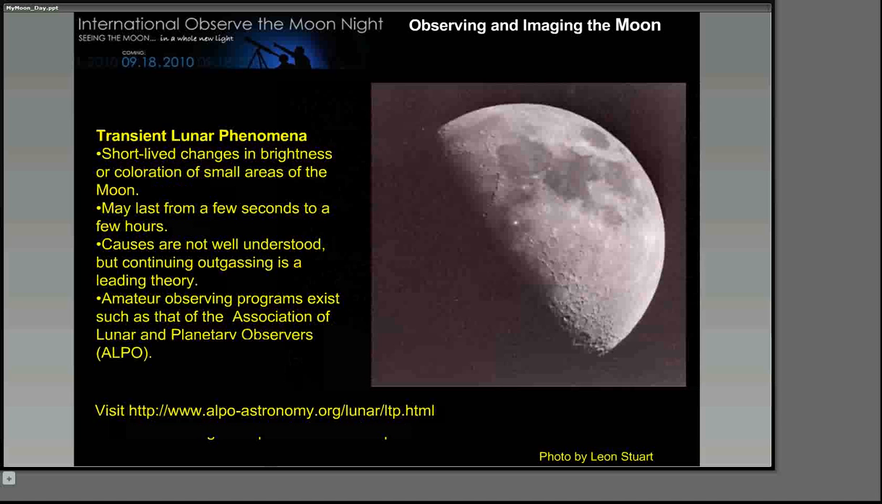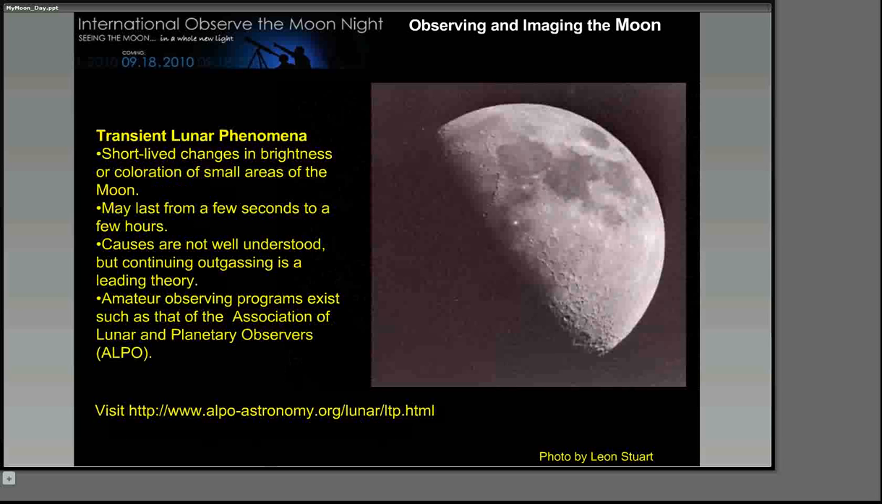Continuing on into more advanced areas, if you really want to get into the area of lunar research, you can get into the field of searching for transient lunar phenomena. As long as people have been looking at the moon through telescopes, there have been reports of sudden brightenings that might last for a few seconds to a few hours. Brightenings, sometimes darkenings, sometimes changes in color.